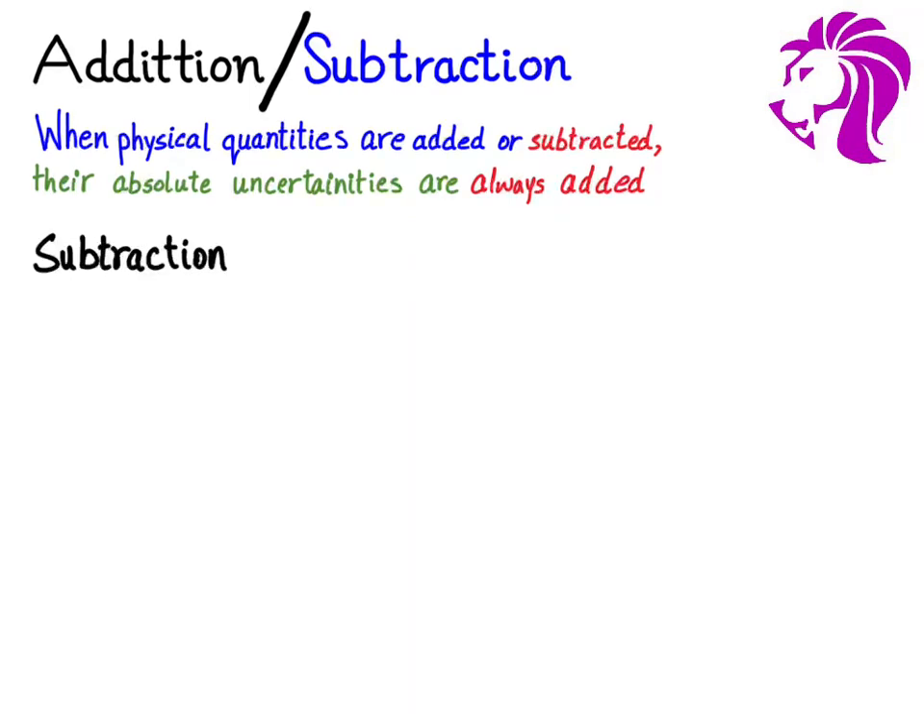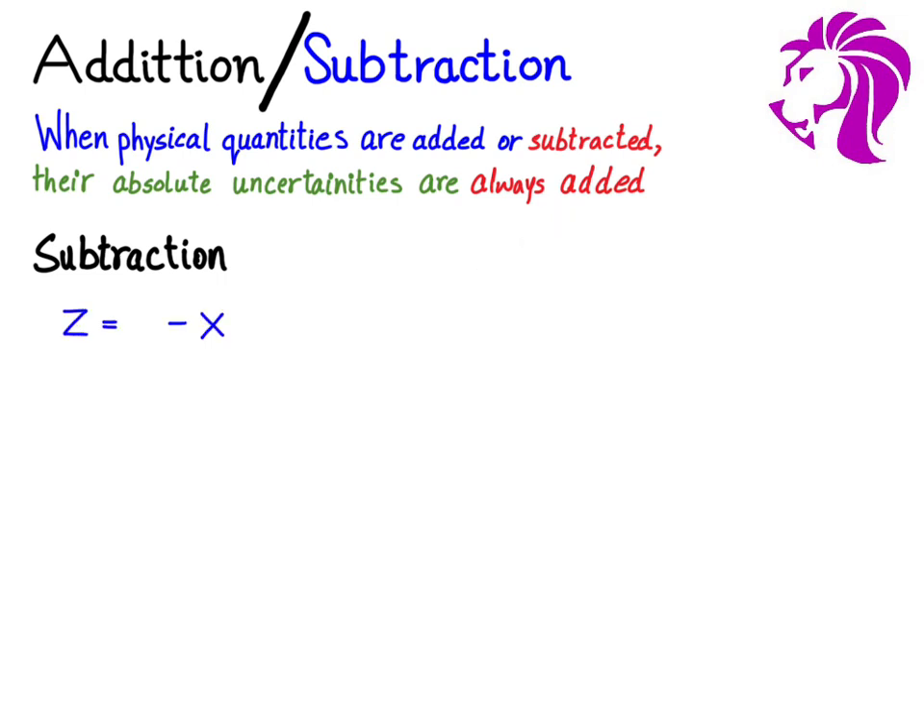Now another example, the addition and subtraction rule still going on, but this time we're going to be talking about subtraction. But remember that the rule of adding uncertainties is the same. If you are adding two quantities or subtracting two quantities, the uncertainties are always added. No matter if a quantity is subtracted or added to another one, the final uncertainty in the final answer would always come from adding the uncertainties, right?